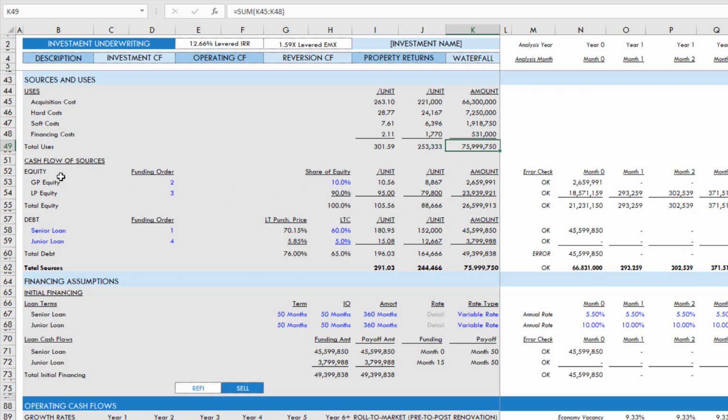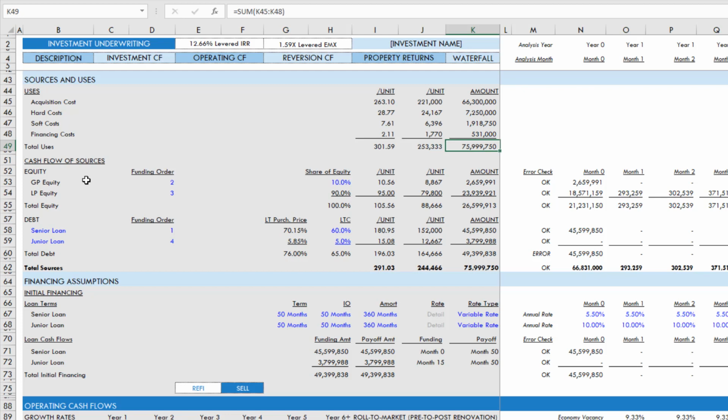So in terms of sources, we have two options, equity or debt. Equity being the capital contributed by the partners, debt, of course, being either mortgage debt, mezzanine debt, or otherwise. In this particular exercise, I'm going to include GP equity, general partner equity, LP equity, or limited partner equity, and then two tranches of debt. Some senior debt secured by the in-place value of the real estate, and then mezzanine debt. Mezzanine debt is not secured by the real estate, but instead secured by the entity that owns the real estate. The mezzanine debt will help fund some of the renovations.